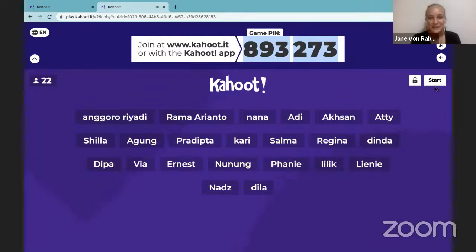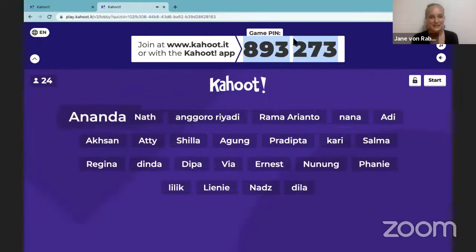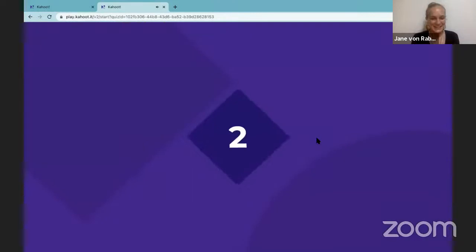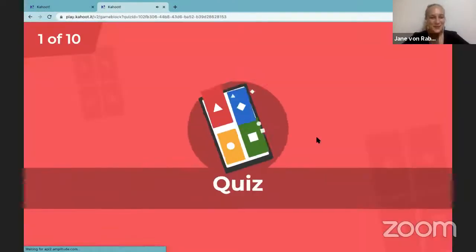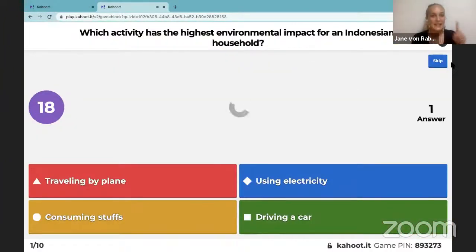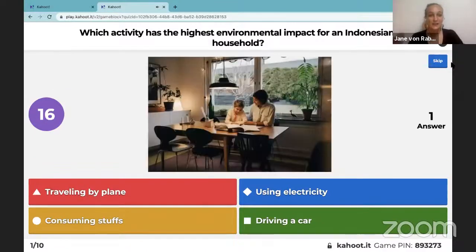Okay, Agis, I'd say let's start. Okay, so this is about how much do you really know about the environment, and we'll start 3, 2, 1. Okay, which activity has the highest environmental impact for an Indonesian household? Here are the answer options: flying, using electricity, driving a car, or overall consuming things. You have quite a bit of time to answer.